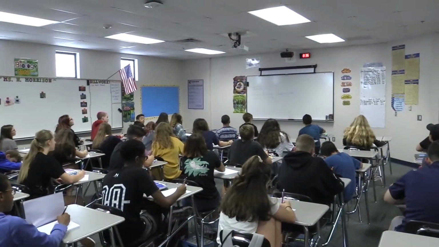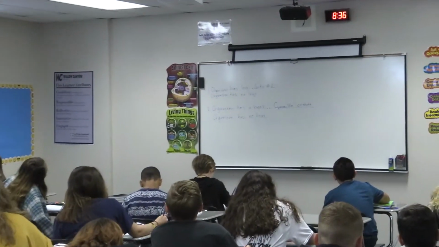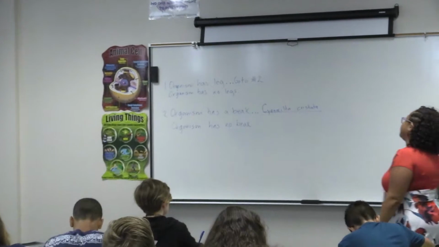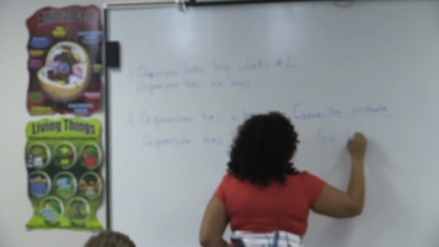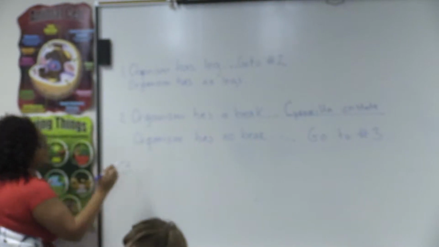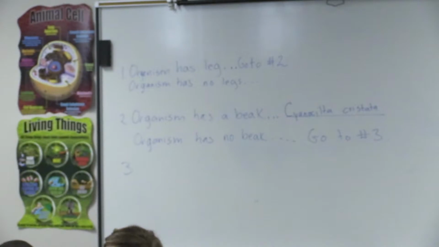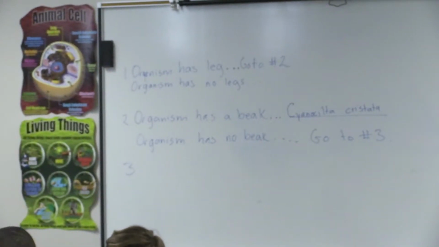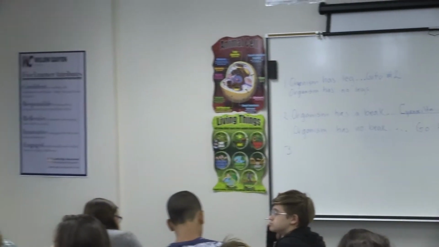And then for the organism has no beak, we still have 3 of them to sort out. So we're just going to go to number 3. All right? Here's our number 3. And you guys are going to create that. So now, we took this guy. We found a name for him. He's out of the picture. Not included anymore. All right. We got these 3 left.